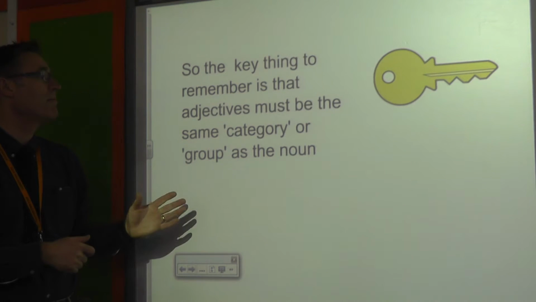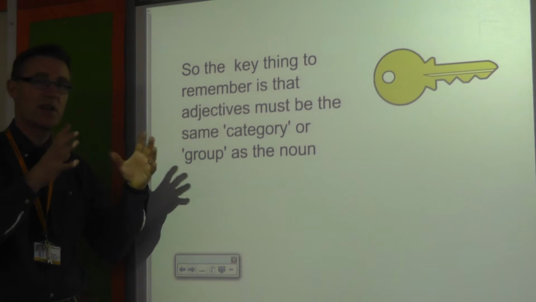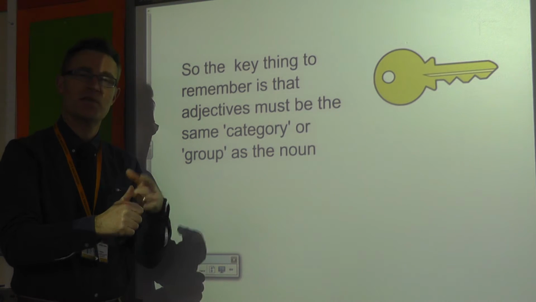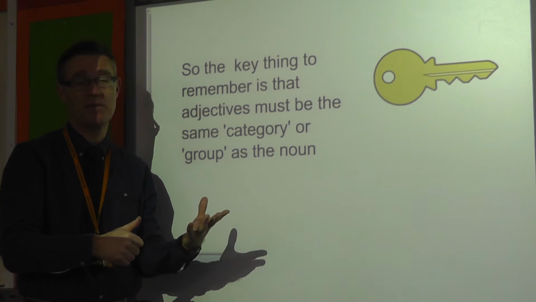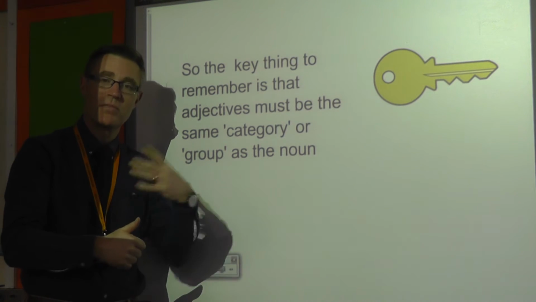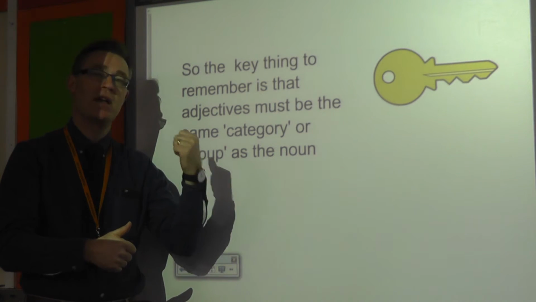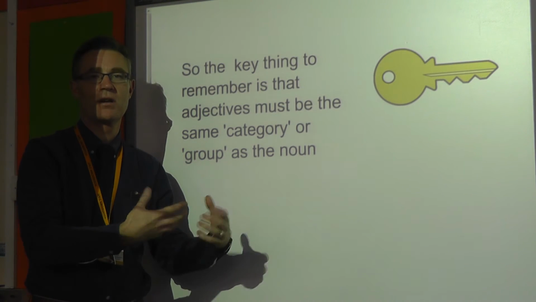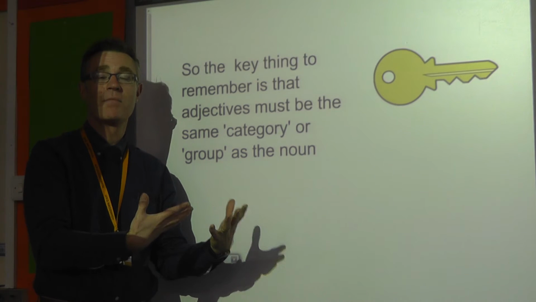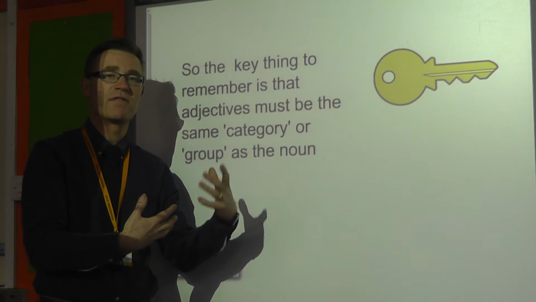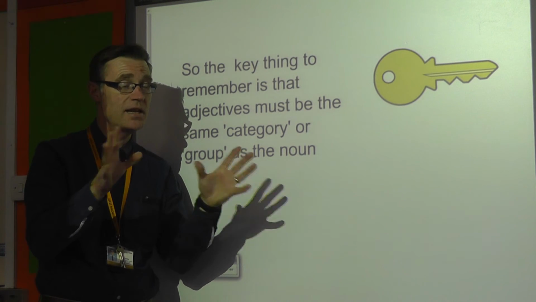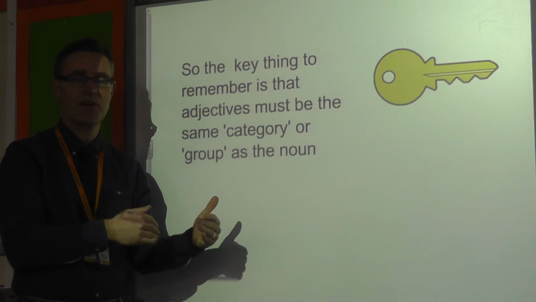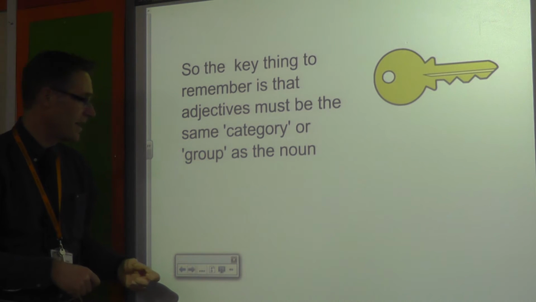So the key thing to remember is that the adjective must be in the same category or group as the noun. So if the noun is masculine singular, the adjective has to be masculine singular. If the noun is masculine plural, the adjective is masculine plural. If the noun is feminine singular, then the adjective must be feminine singular. And if it's feminine plural, the adjective must be feminine plural. So they have to agree, is a word that's often used. I like to see them as just being in the same category. They've got to be in the same category.